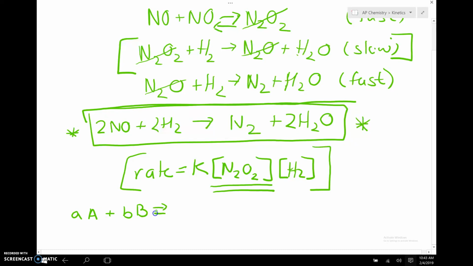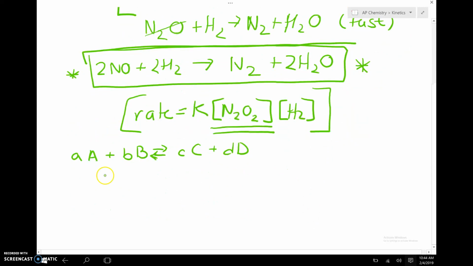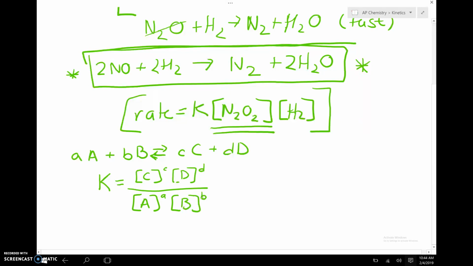We've done it before in our last 2 units, where we say if I have this generic equation, my equilibrium constant, capital K, is the concentration of products over concentration of reactants. So again, concentration of products over concentration of reactants. And the coefficients are represented by the lowercase letters, and those would go up as exponents here.